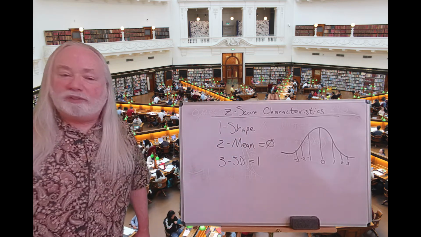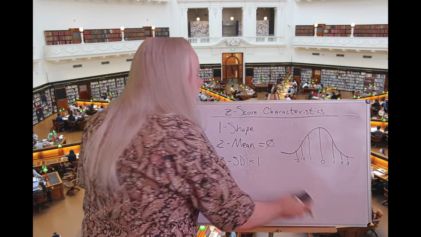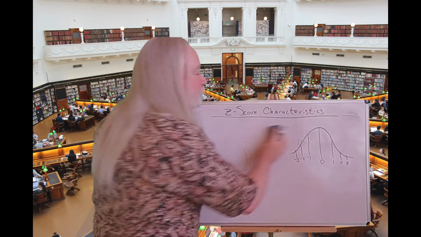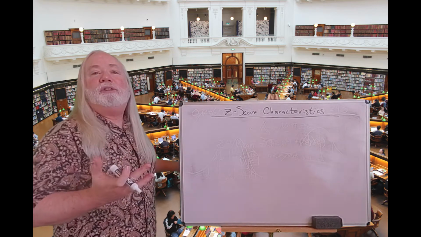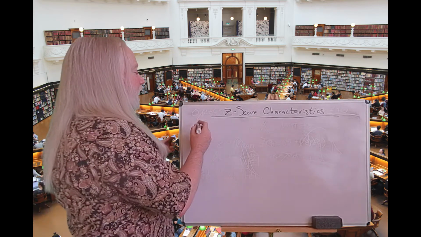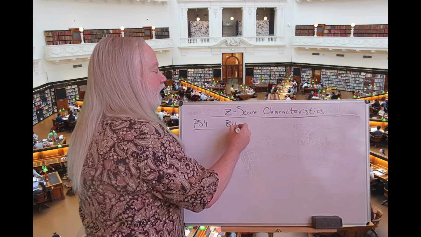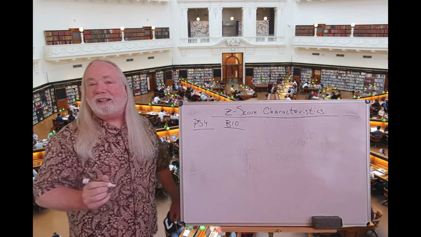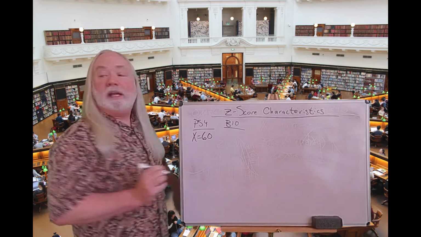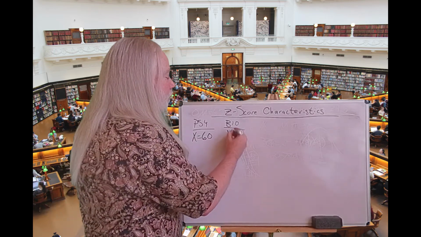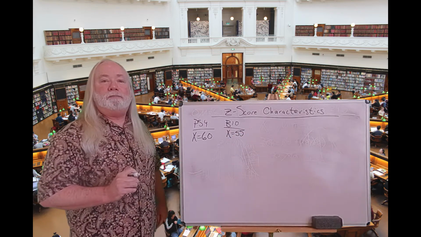All right, so let's take this into a more specific example. Let's say that you have a couple of classes and you've had an exam in each class. And what you'd like to know is, well, in which class did I do better? So let's say you've got a psychology class and you've got, we'll say, a biology class. In the psych class, you took a test and you got a raw score of 60 points. In the biology class, you took a test and you got a raw score of 55 points. Well, which class did you do better in?